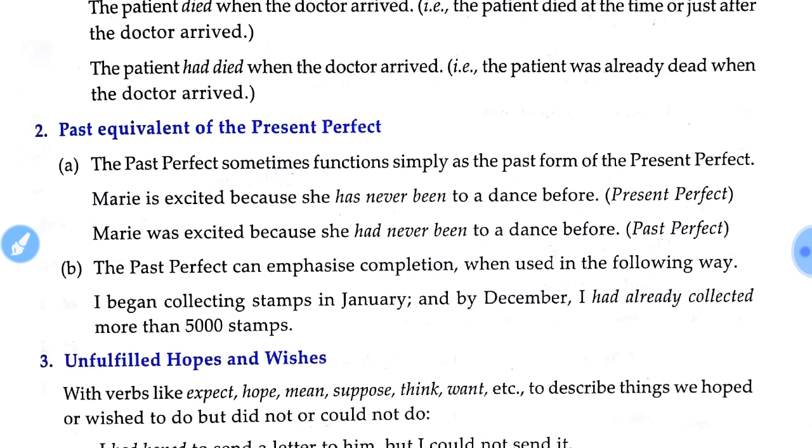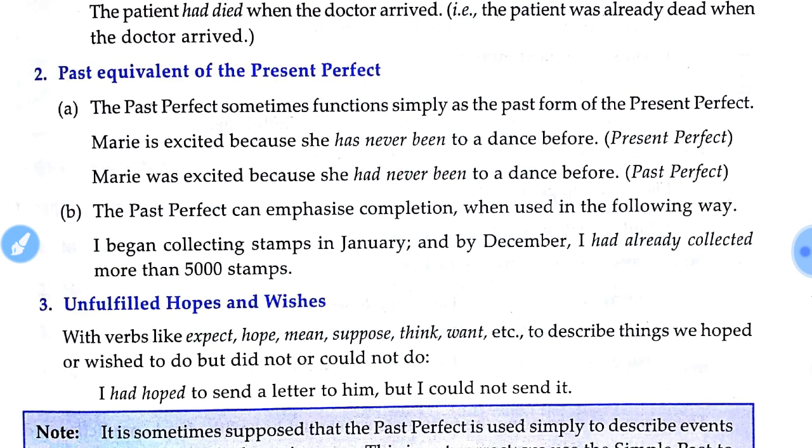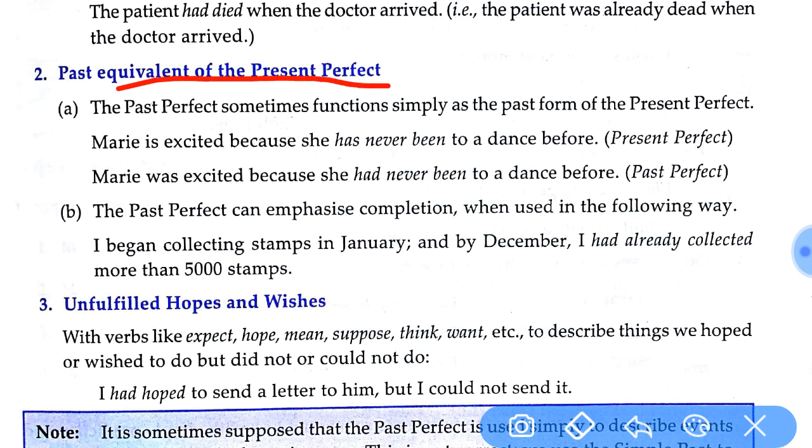Secondly, it is used for the past equivalent of the present perfect. Past equivalent, something equal to the present perfect. The past perfect sometimes functions simply as the past form of the present perfect. So we have already learned in present perfect, has finished. It's an equivalent. We just put it into had finished.